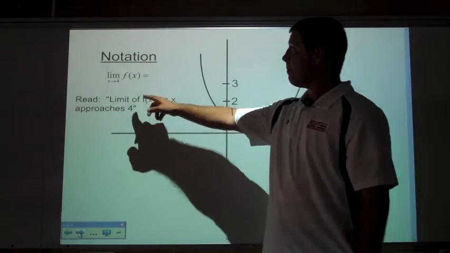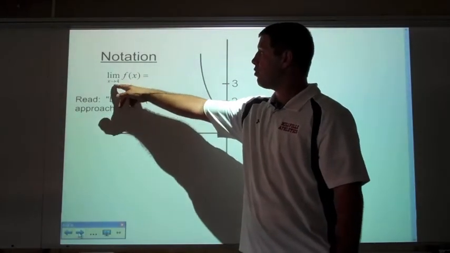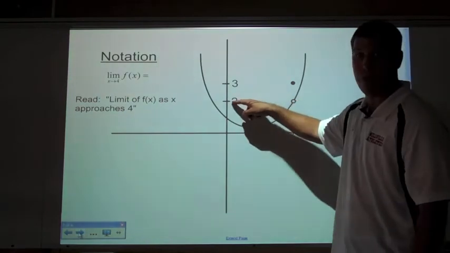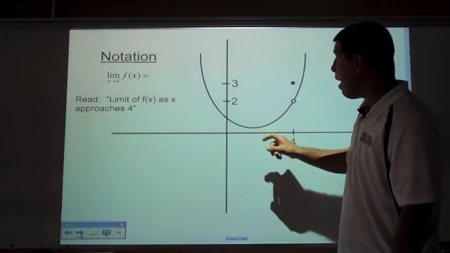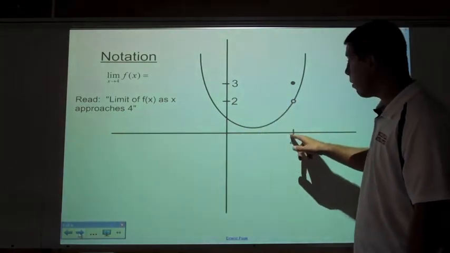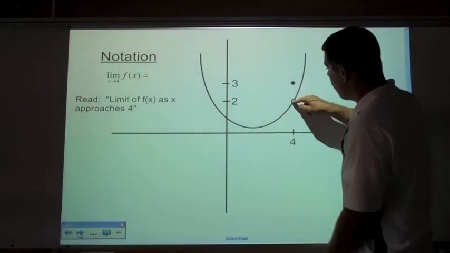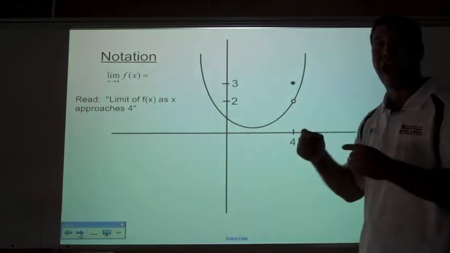So the limit as x approaches 4 of f of x is going to be 2. It's going to be this y value. The value of the function, f of 4, is 3. But the limit is where the function wants to be. So the limit is the y value the function's trying to get to.